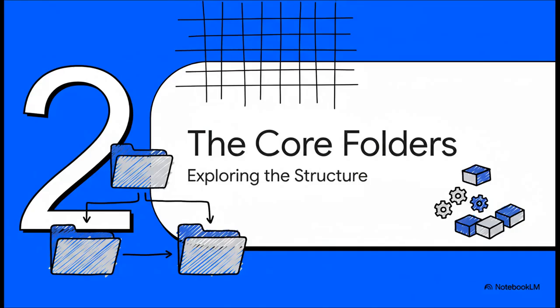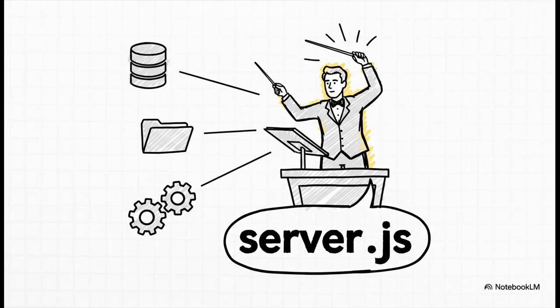Okay, so let's take a little tour of this new organized home for our code. We're going to start with the absolute foundation, the core folders that every professional backend project really needs. Our tour starts right at the front door, the server.js file. This is the main entry point. Its only job is to kick things off, start the server, connect to the database, and basically tell all the other major pieces it's time to get to work. It's the conductor of our orchestra.